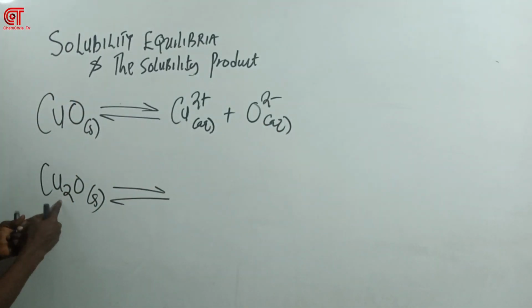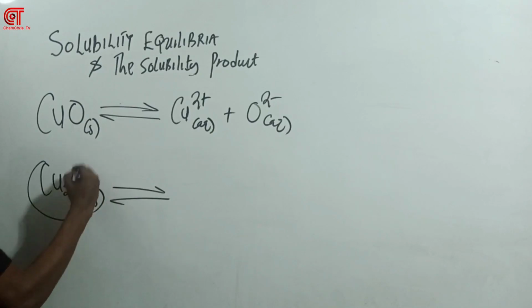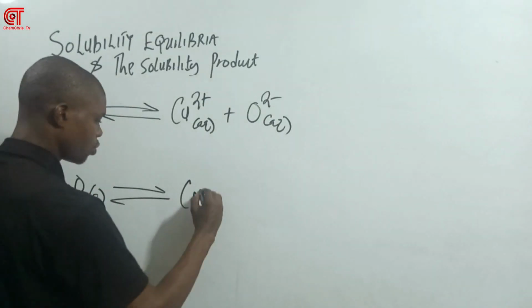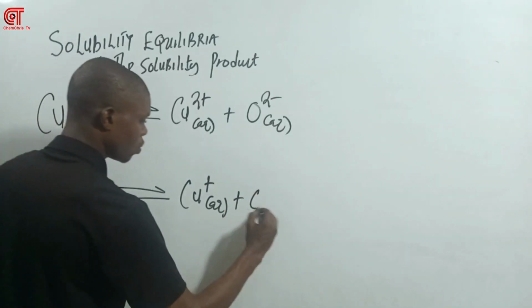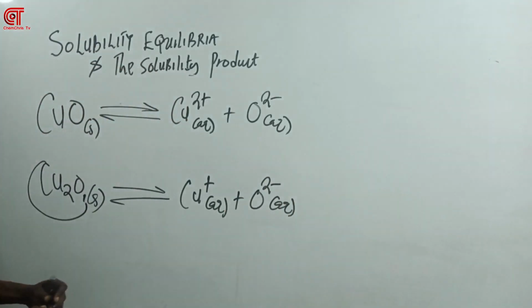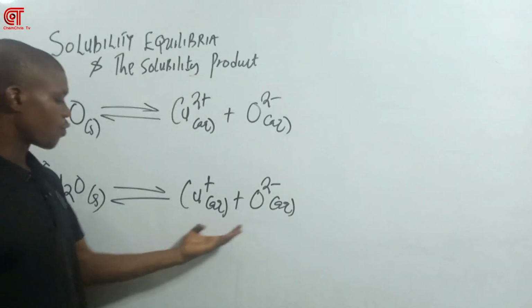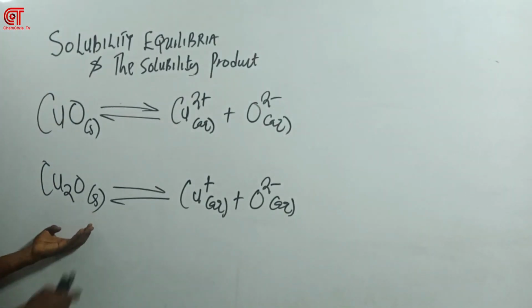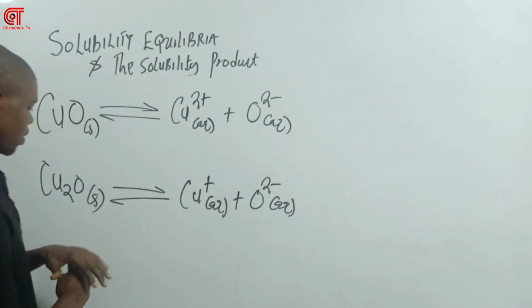Now the oxidation state of copper here is what? It's 1. Because initially if here is 1, remember this one moves here, and this one will move here, right? So here we have Cu+ aqueous plus O2- aqueous. You get this is that. So now the oxidation state of copper here is 1, while the oxidation state of copper here is 2. So you really want to understand this stuff very well.